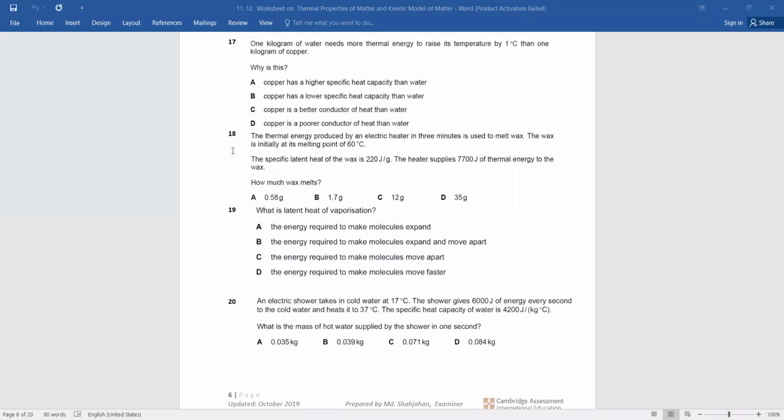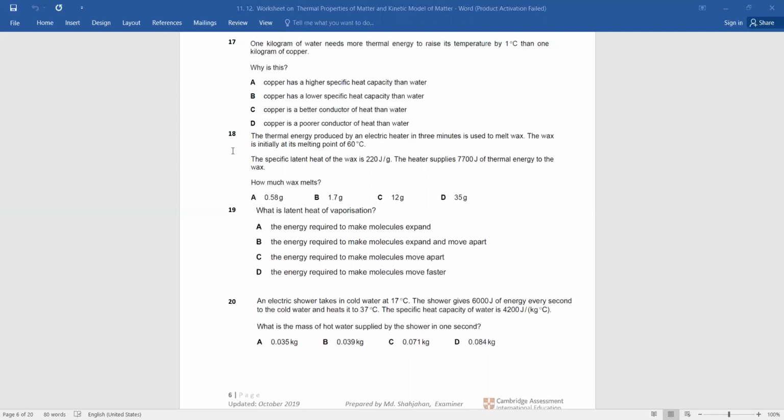Kazi, continue 18. Yes, sir. The thermal energy produced by an electric heater in a minute is used to melt wax. The wax is initially at its melting point of 60 degrees Celsius. The specific latent heat of the wax is 220 joules per gram.